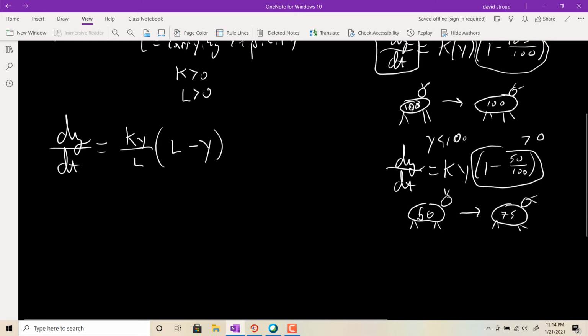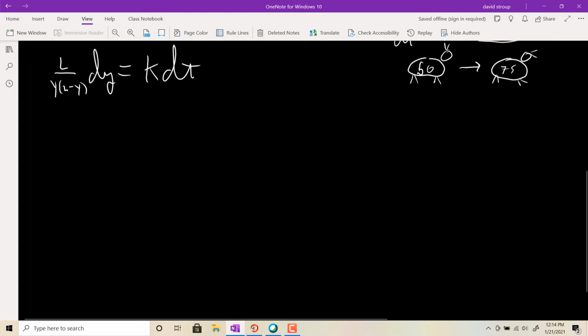Then I'm going to separate, so I'm going to leave dy over here, and what do I end up with? I want to get everything except the k over, so I'll have L over y times L minus y dy, and over on the other side I'll just have k dt.